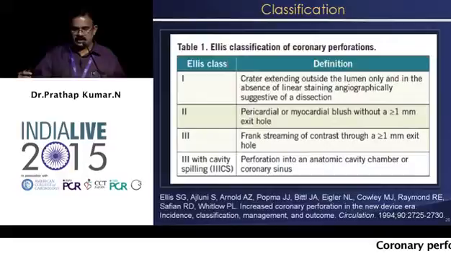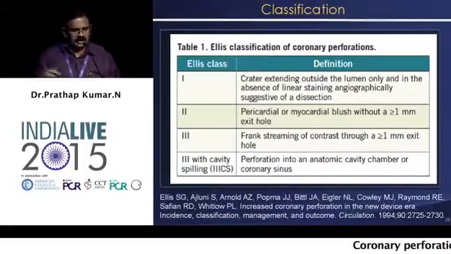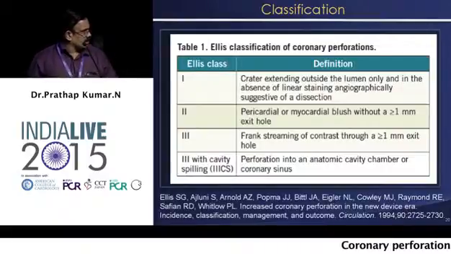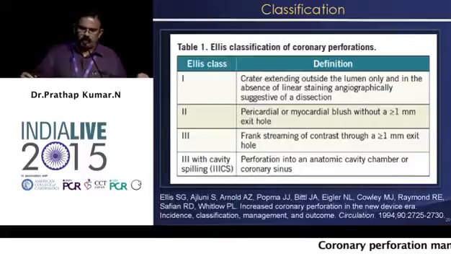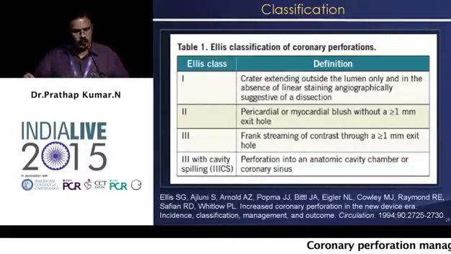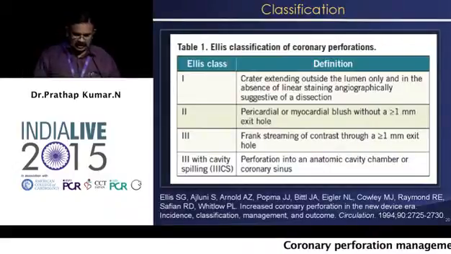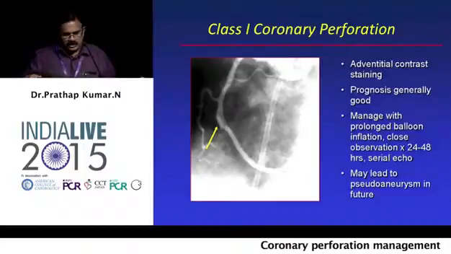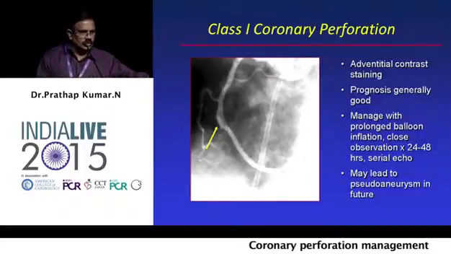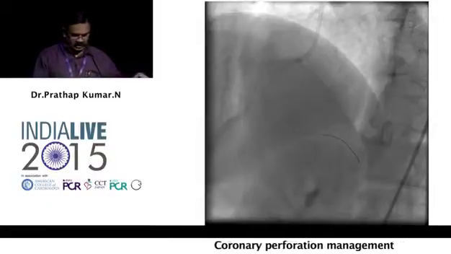Type 1 is a trajectory extending outside the lumen only, and in the absence of linear staining, angiographically suggestive of dissection. Type 2 is a pericardial or a myocardial blush without a more than 1 millimeter exit hole, and type 3 is the contrast streaming out, and 3C is extending to the cavity. The adventitial contrast staining is a class 1, and the prognosis is generally good. They do very well. This will be the type 1. Actually, here you have a small staining down. That is the type 1.